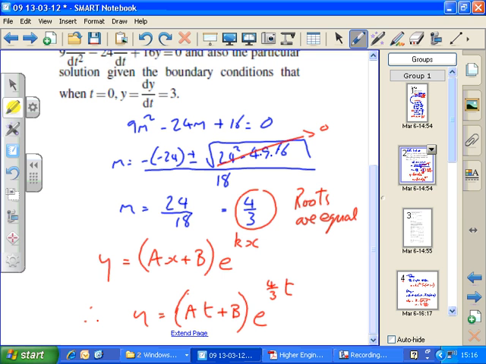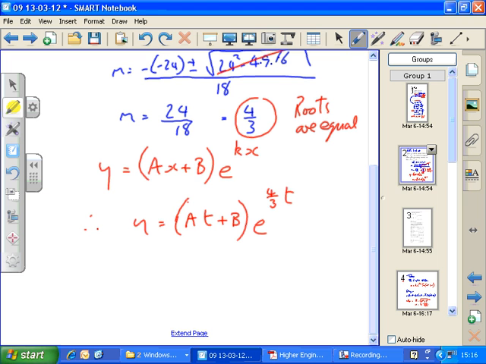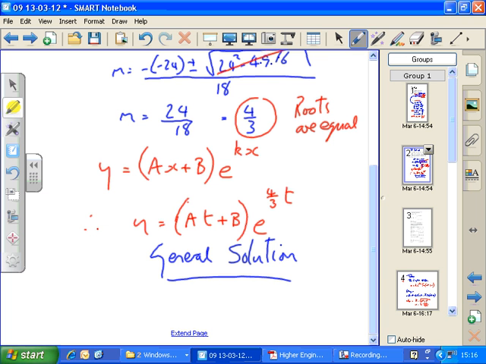And if you remember back to last week, if the root is the same, the solution is of this form. So there's our answer, the general solution. y equals (At plus B), and then e to the 4/3 t outside. So this is the general solution.